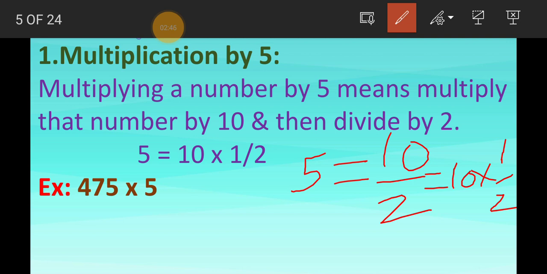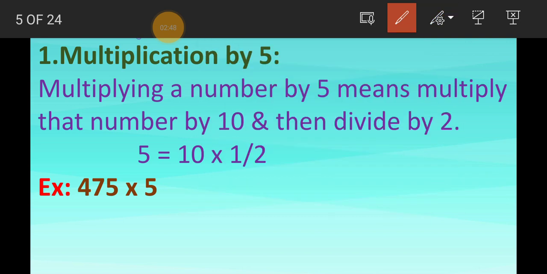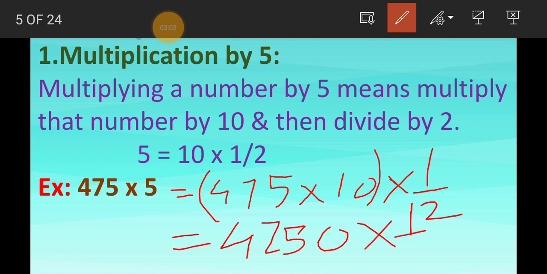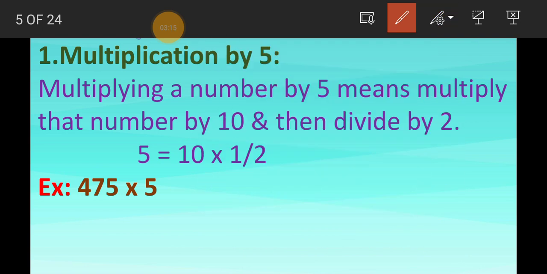So here, if I have to multiply 475 by 5, I can write it as 475 into 10 and then half. If I have to do this multiplication, it is very easy for me. 475 and after that 1 zero, into half, right? Quickly I got the multiplication without multiplying. Now I just have to half, which means multiplying by half means now I have to divide this number by 2.